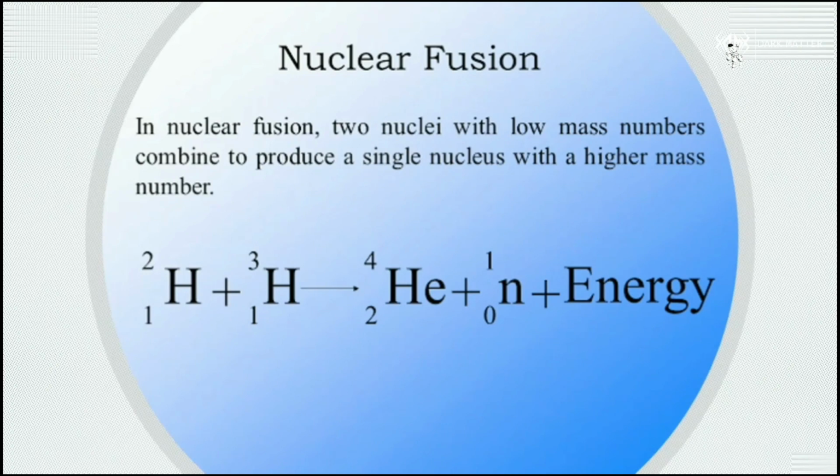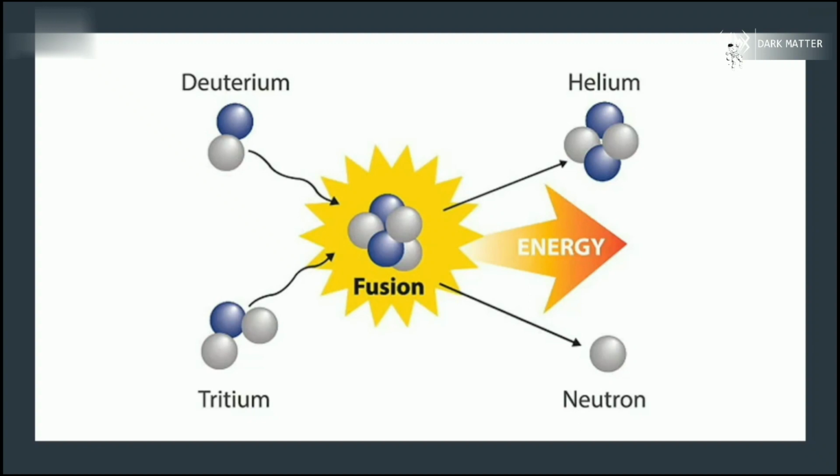In a nuclear fusion reaction, two nuclei with low mass numbers combine to produce a single nucleus with a higher mass number. Here on your screen you can see an example of a nuclear fusion reaction. That reaction creates a huge amount of energy, and that energy is the source of the energy in our sun.